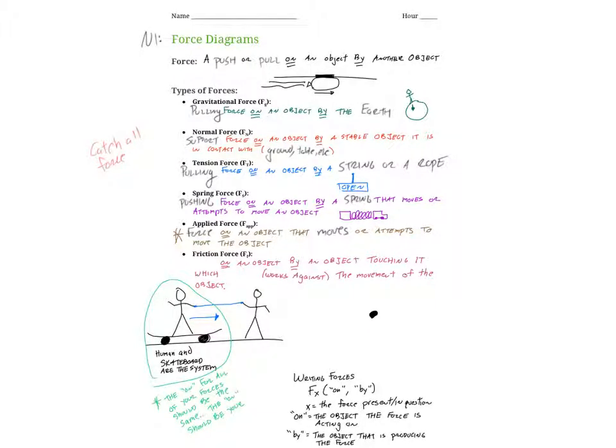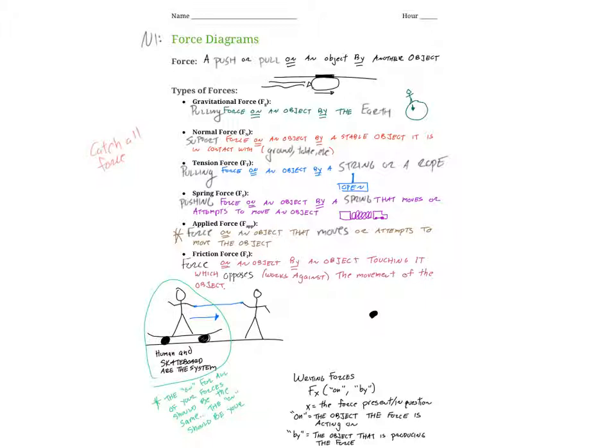And then the one that we're going to use most or almost all the time is the friction force, which is the force on an object touching it, which opposes or works against the movement of the object. Okay, so the five forces: gravitational force, normal force, tension force, spring force, and friction force. Those are the ones that we're going to use a lot. There are a lot of other types of forces out there, but we're only going to focus on those five.